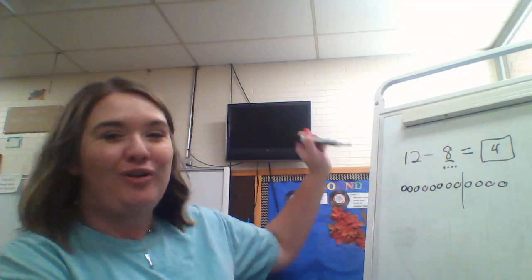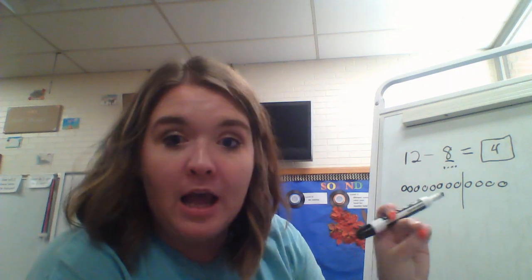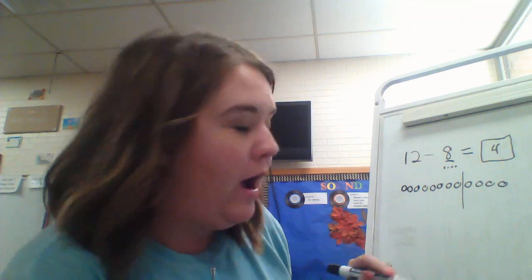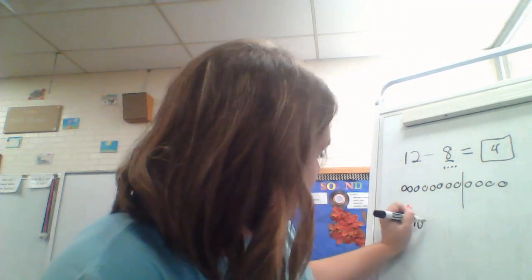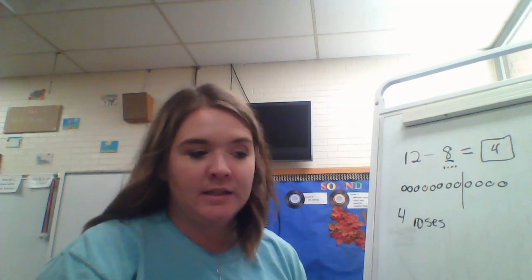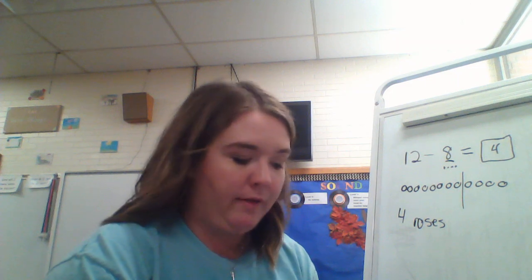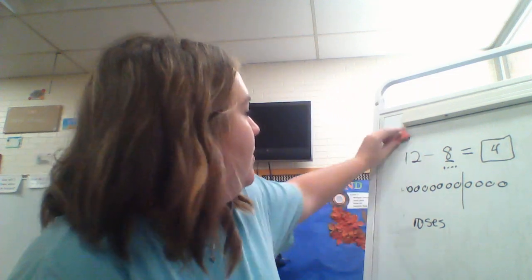So there, made a drawing, wrote an equation. Now I need to solve the problem. So your answer goes in the box and on the line, okay? So I had 4 roses. 4 roses. All right, so that was number 1. Let's go ahead and do number 2 together also, okay? We'll do number 2 together also.